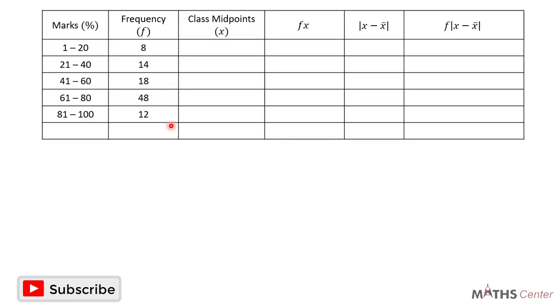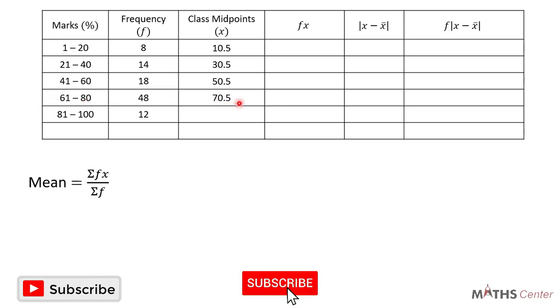Let's fill it up. So we have the marks here and their corresponding frequencies. To get the class midpoints, you add the lower class limit to the upper class limit and divide the result by 2. So the first one will be 1 plus 20 divided by 2, which is 10.5. The next one is 21 plus 40 divided by 2, which is 30.5. The next one is 41 plus 60 divided by 2, that is 50.5. The next one is 61 plus 80 divided by 2, that is 70.5. And the last one is 81 plus 100 divided by 2, and that is 90.5.